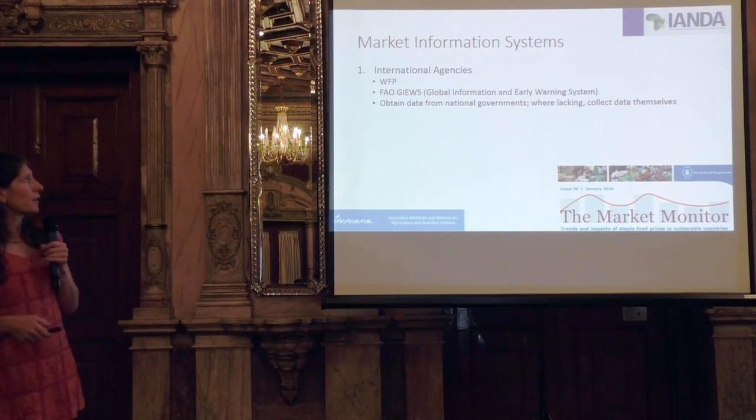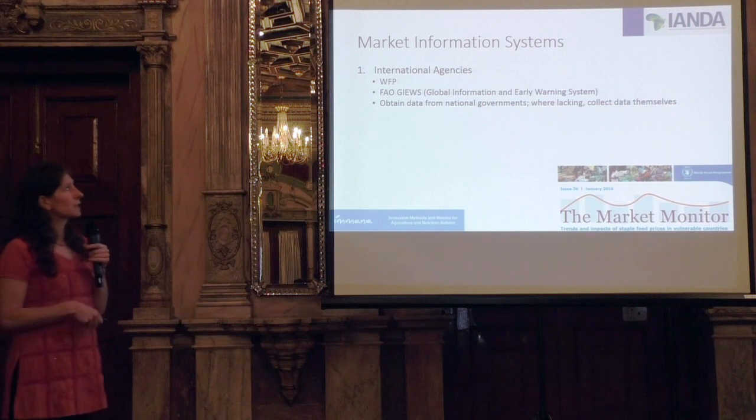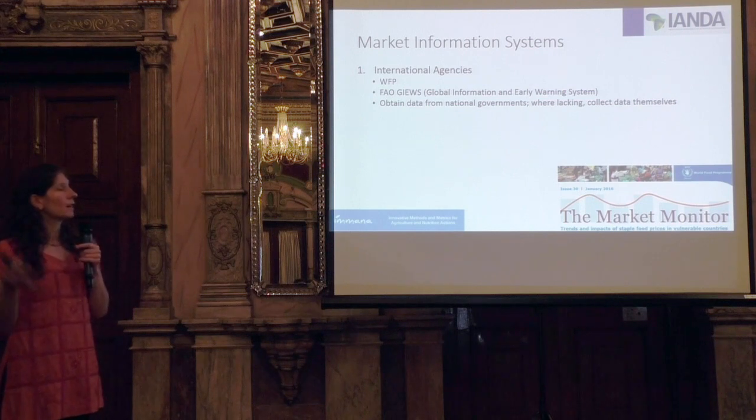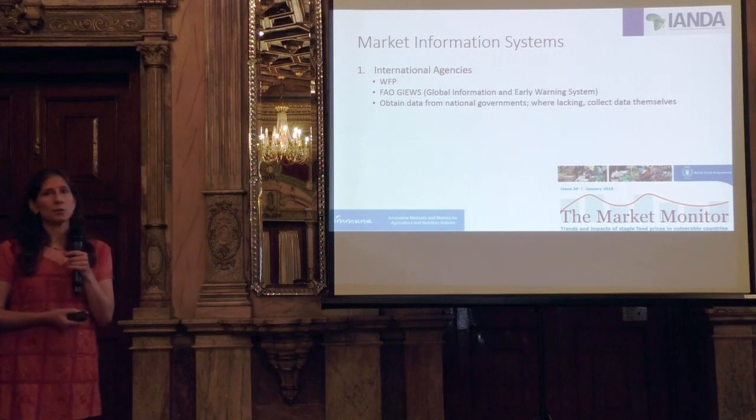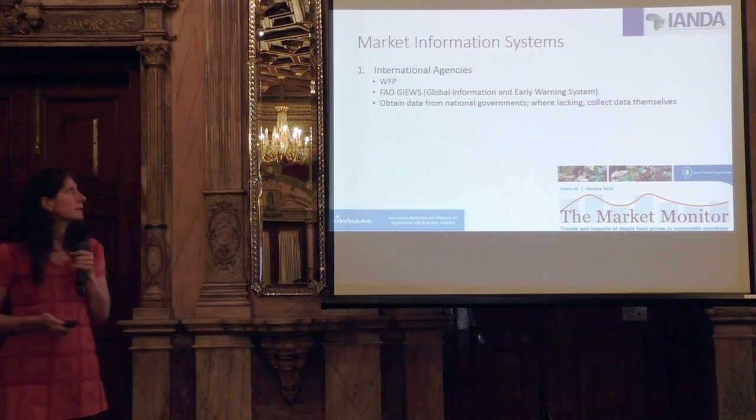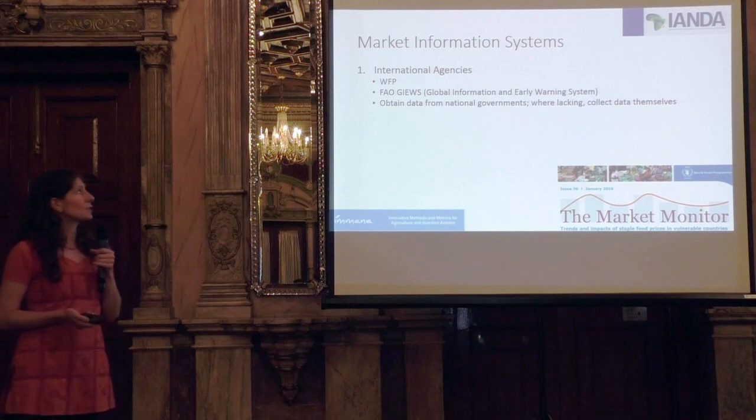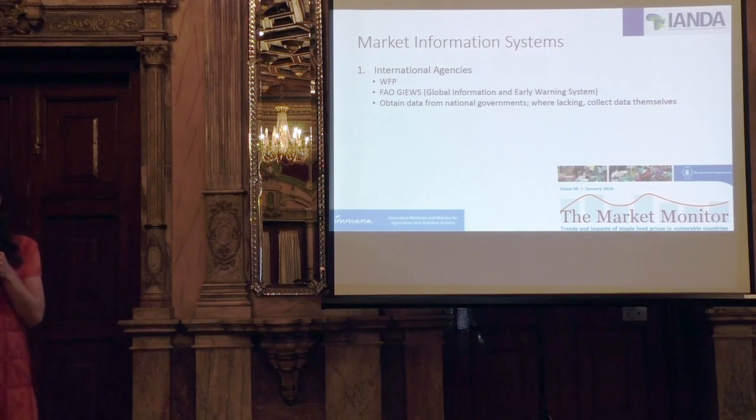And also FAO has a global information and early warning system tracking area where they also focus on staple food prices. And these international agencies, most of the time they obtain their data from national governments who are going around collecting prices anyway, but then in some situations data is lacking and then they collect it themselves.